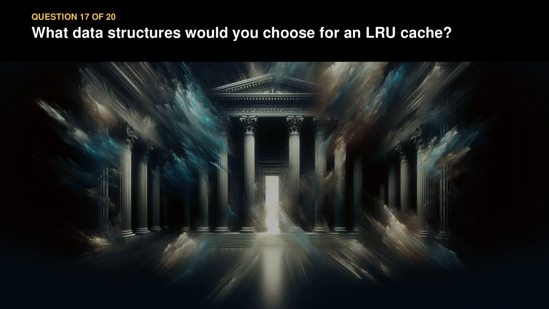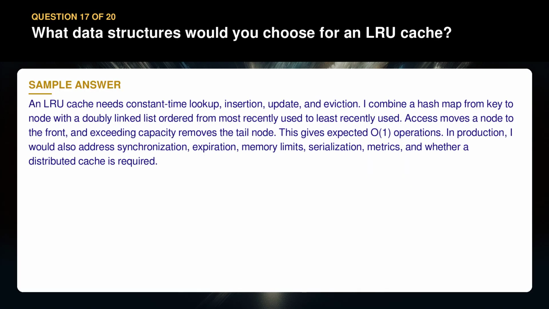Question 17. What data structures would you choose for an LRU cache? An LRU cache needs constant time lookup, insertion, update, and eviction. I combine a hash map from key to node with a doubly linked list ordered from most recently used to least recently used. Access moves a node to the front, and exceeding capacity removes the tail node. This gives expected O(1) operations.